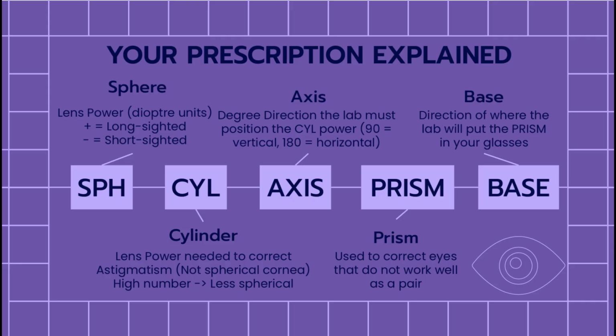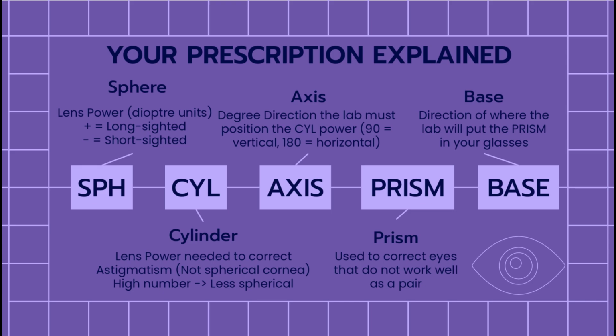CYL, cylinder, is the lens power needed to correct astigmatism. High number means less spherical. Axis is the degree and direction the lab must position the CYL power. Prism is used to correct eyes that do not work well as a pair, and base is the direction of where the lab will put the prism in your glasses.